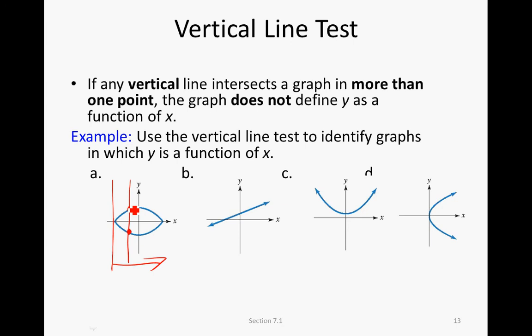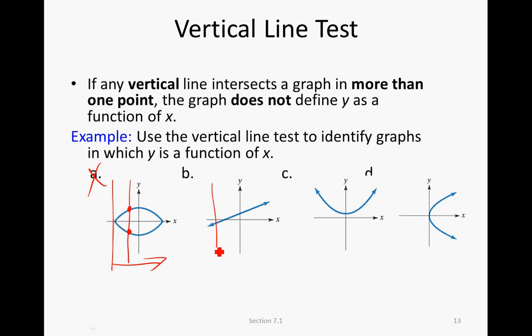A one-to-one correspondence defines a function. And so to have a function, there's only one y for each x. And that's not true in situation A. And we can use the vertical line test to identify graphs in which y is a function of x.